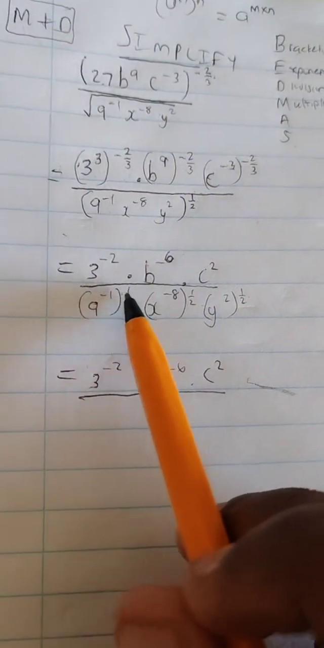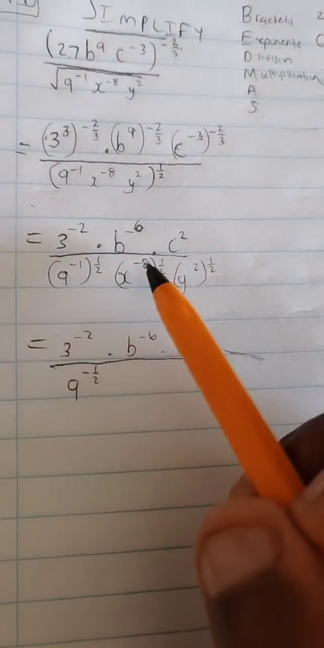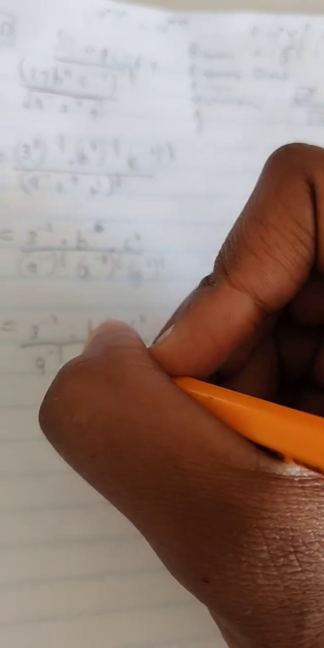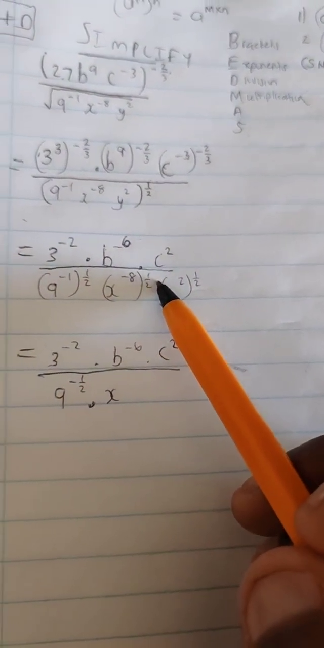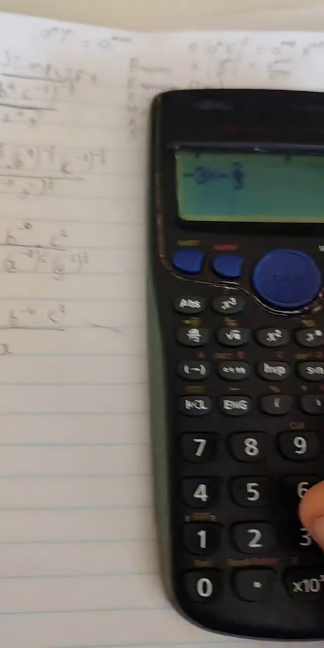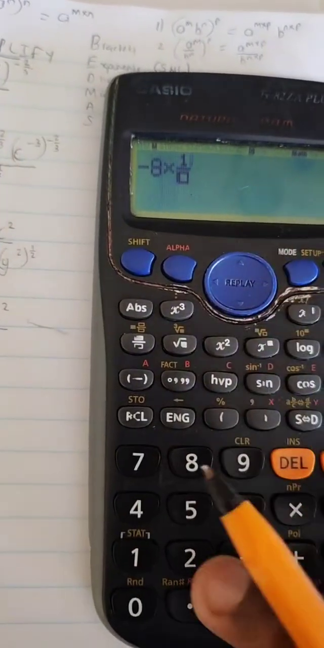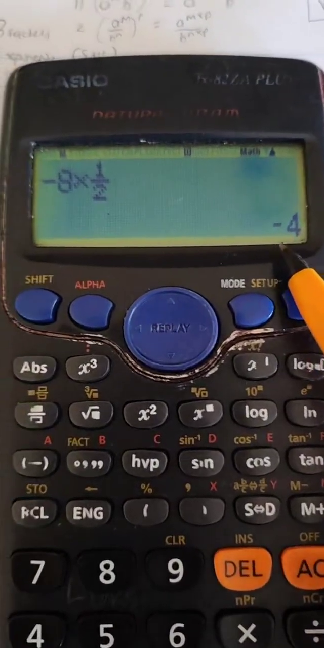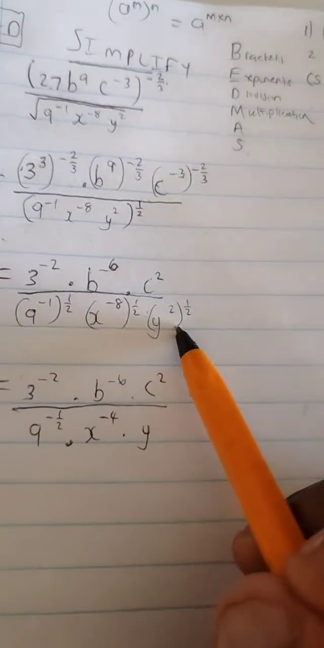In the denominator, my grade 11s, what are we going to now have? What's -1 times half? That's going to be 9 to the power -half. -8 times half. Okay, remember guys, use your calculator if you don't know what to do. -8 times half. Please guys, you'd rather use the calculator and be correct. You see, -4. So I know that the exponent is -4. Y to the power 2 times half. Surely you guys should know that 2 times half is actually going to be 1.